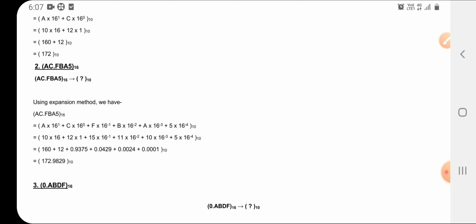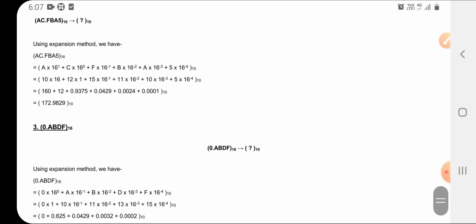0.0625. Okay, same thing you find for 16 power minus 2, then you multiply with 11. Then 16 power minus 3 you find, then multiply with 10. Okay, so likewise you have to find the decimal value of the fractional part of the hexadecimal number, then do the multiplication, then find the sum. Okay, so that is the second problem in hexadecimal to decimal, and the third problem is only the fractional part I have given.